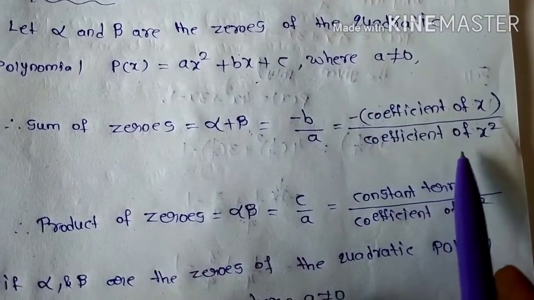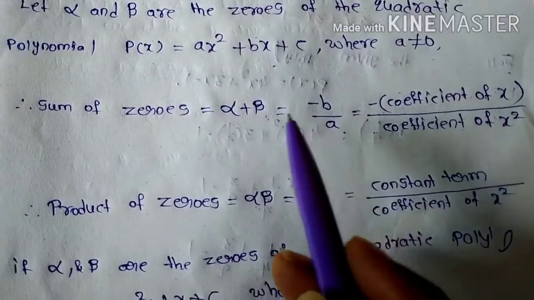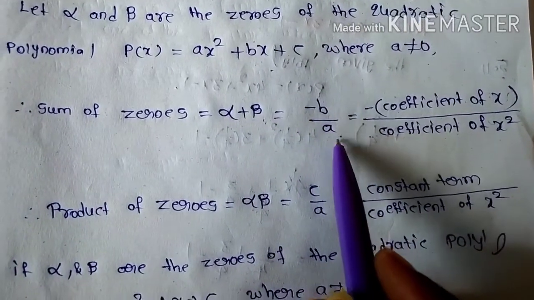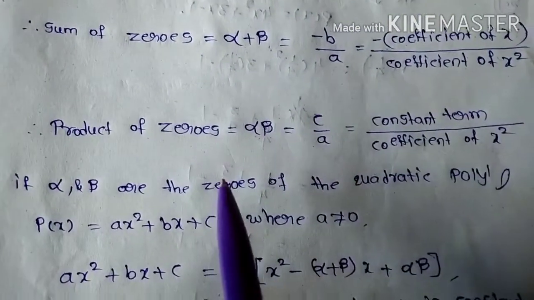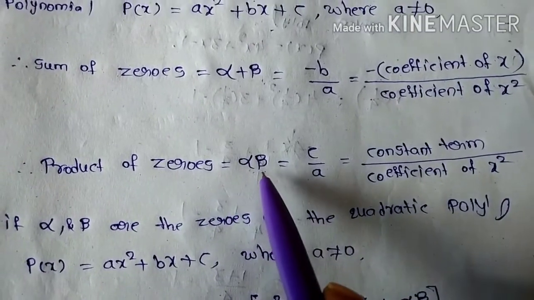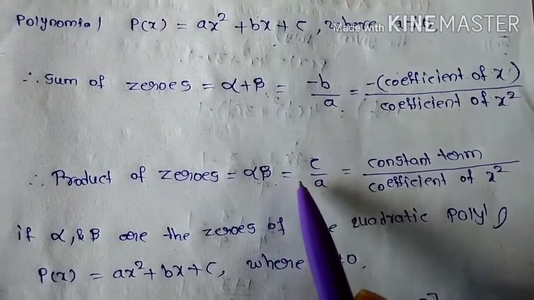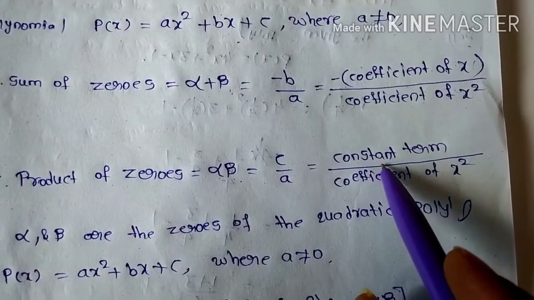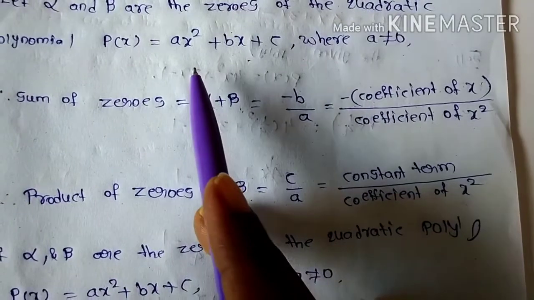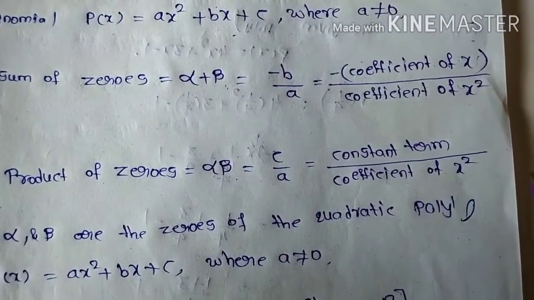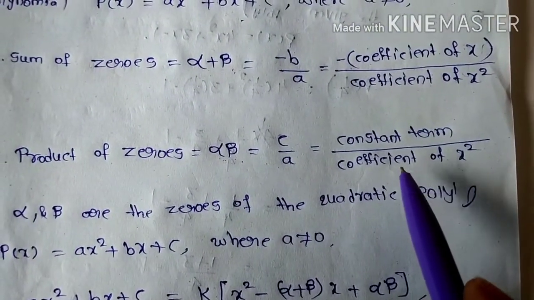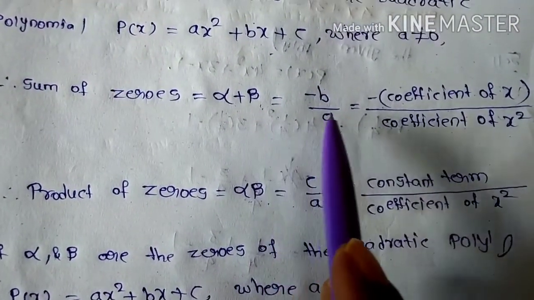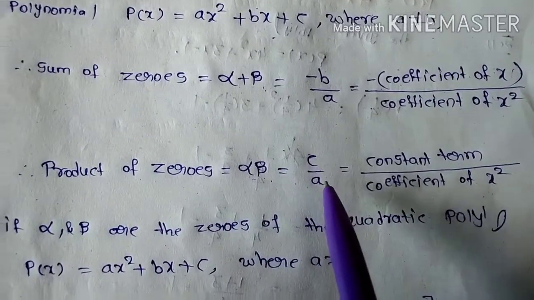Yes, you can write here coefficient of x square. Remember here alpha plus beta is equal to minus b by a. In the similar way you can find here the product of zeros. Product of zeros is alpha beta is equal to c by a. C means it is a constant term. A means you can write here coefficient of x square. Yes, you can write here constant term by coefficient of x square. Just remember here alpha plus beta is equal to minus b by a, alpha beta is equal to c by a.